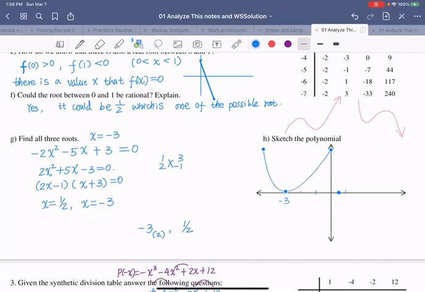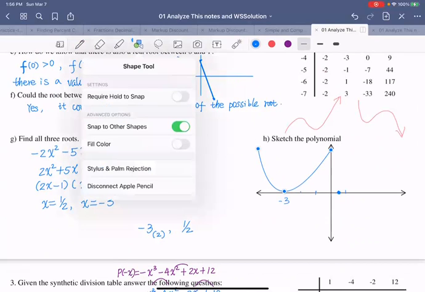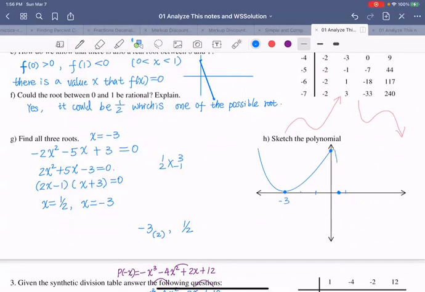So this is a bounce point, okay? This is a bounce point. And then this guy will be pulling down. Okay, that's what this graph looks like.